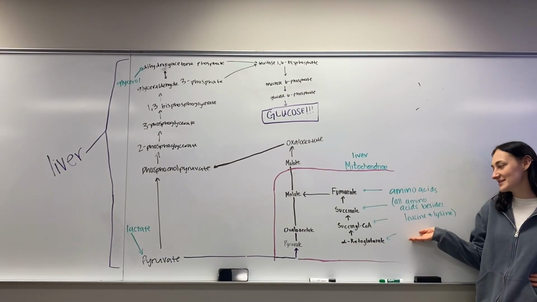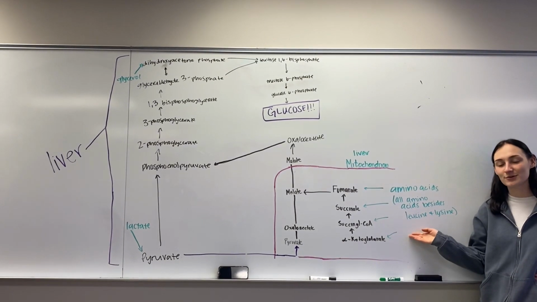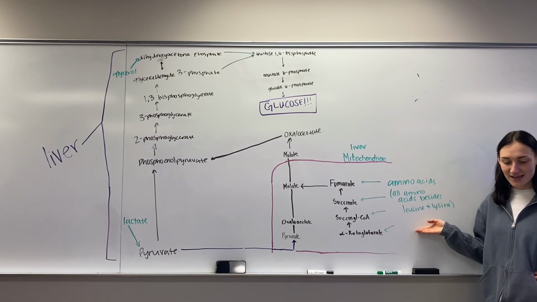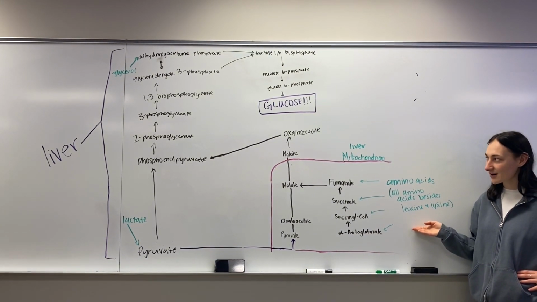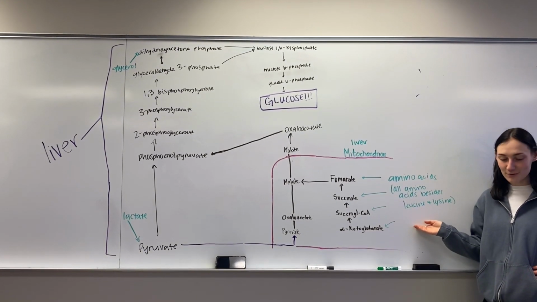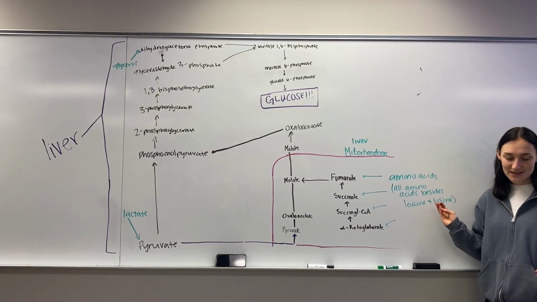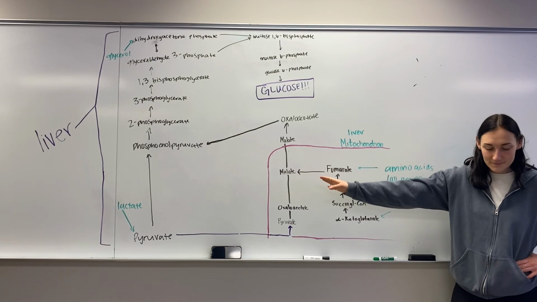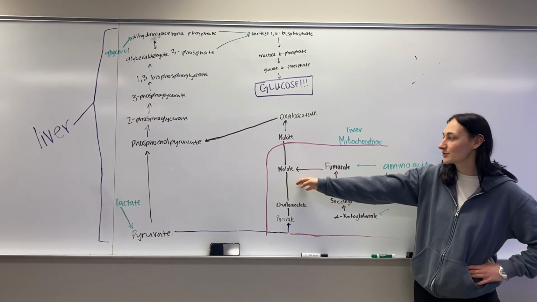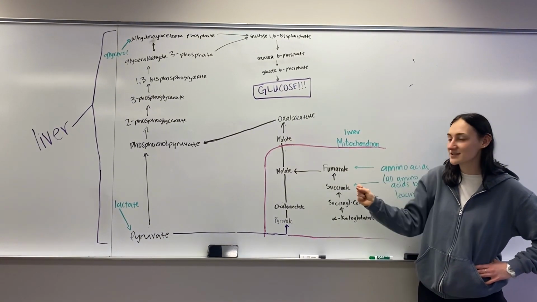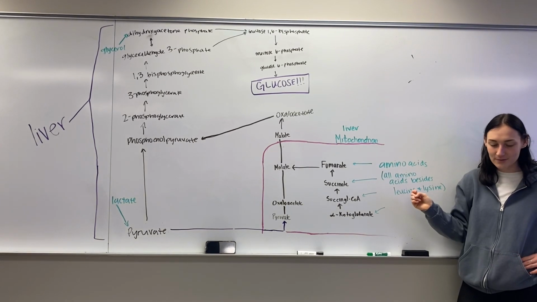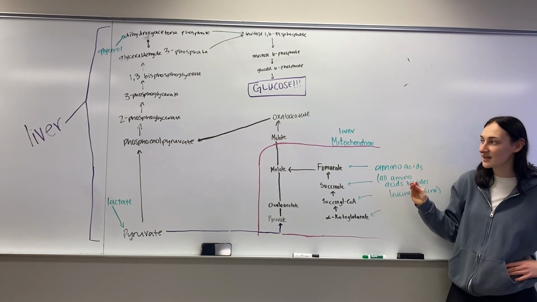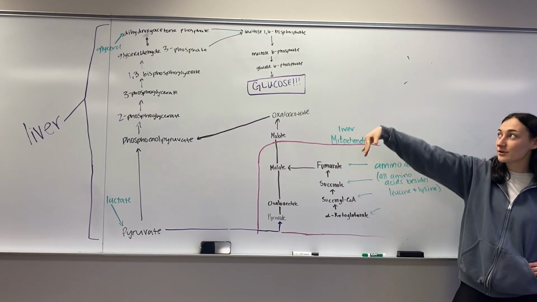All of the amino acids besides leucine and lysine are glucogenic, so that means they can be used in gluconeogenesis, and they are transported to the liver mitochondria, and then in the liver mitochondria, the amino acids are converted to malate, and then the malate is transported out of the mitochondria to the cytosol, and from then it is converted back to oxaloacetate and then continues down the gluconeogenesis path.